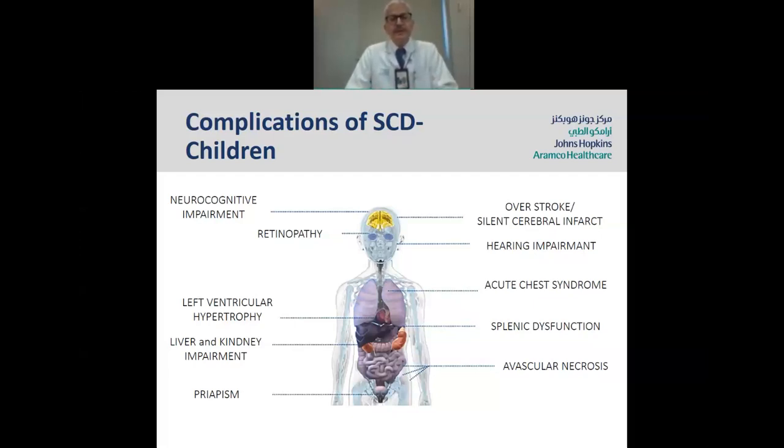The spleen is commonly enlarged initially and depends on the severity of the illness. In some patients it just shrinks gradually to nothing. But in some patients, especially in our area, it is preserved, and even in adulthood it is still big. The liver can be affected. Gallstones are very common. And the kidneys can also be affected in rare cases.